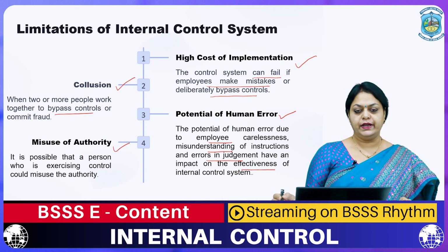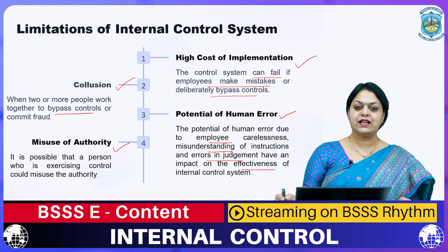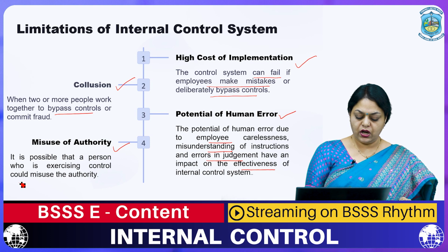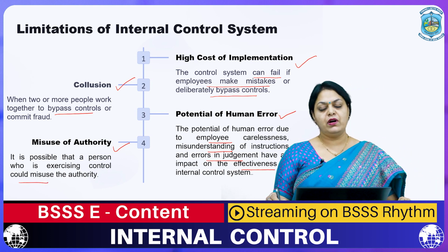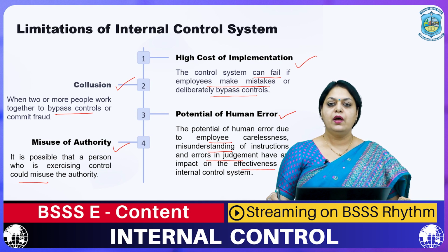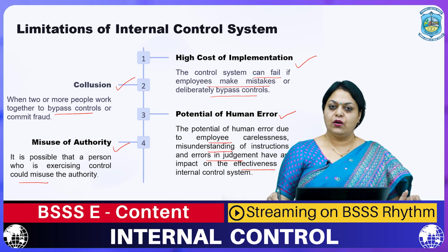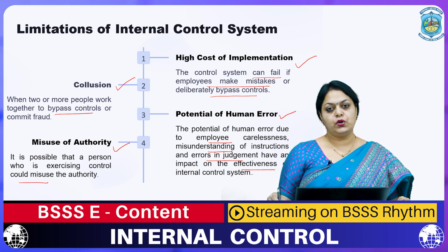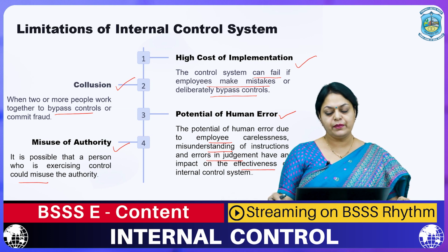Misuse of authority. It is possible that a person who is exercising control could misuse the authority. If the person has the power, they can also misguide and misrepresent things, and this is going to affect the control system. So, these are all the limitations of the internal control system.